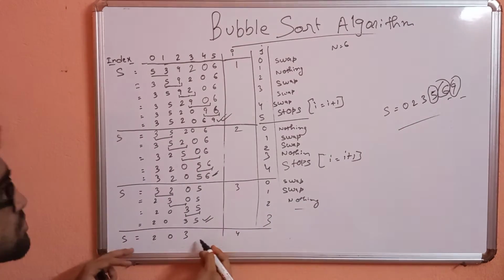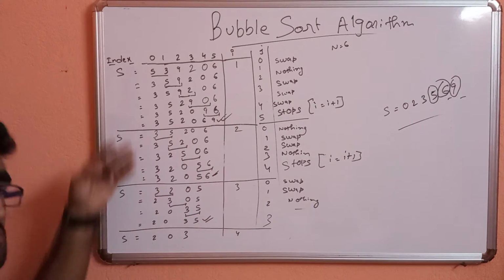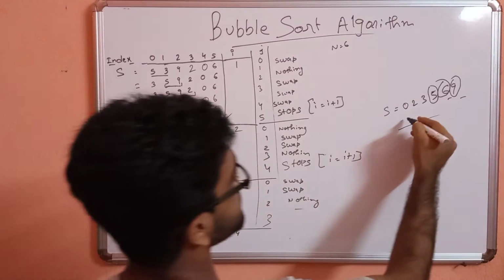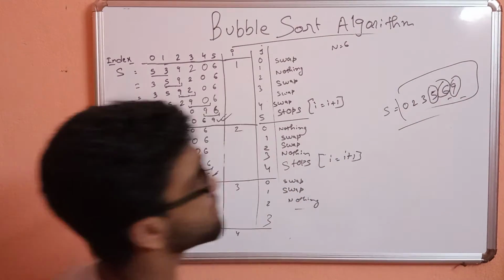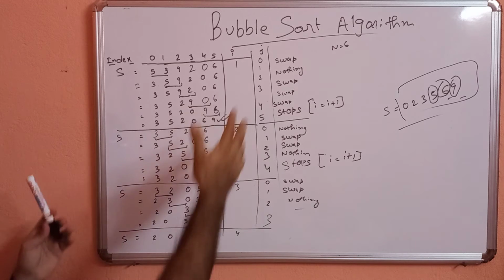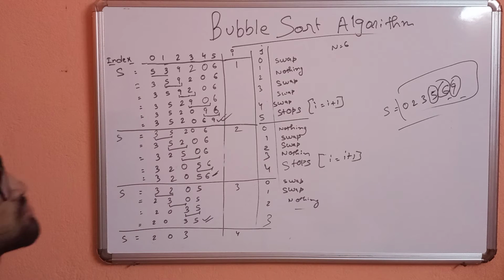Now I have not shown you the rest of the part of this diagram. This will go on till the array finally becomes sorted in this manner. Okay, so you can take a screenshot of this part, and the rest you can do on your own.